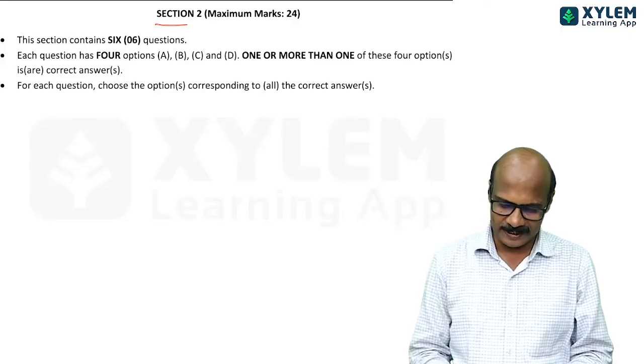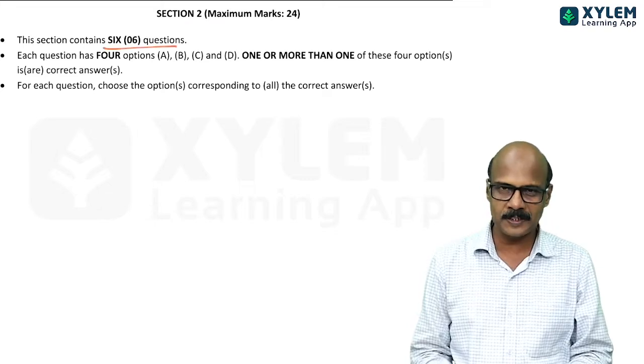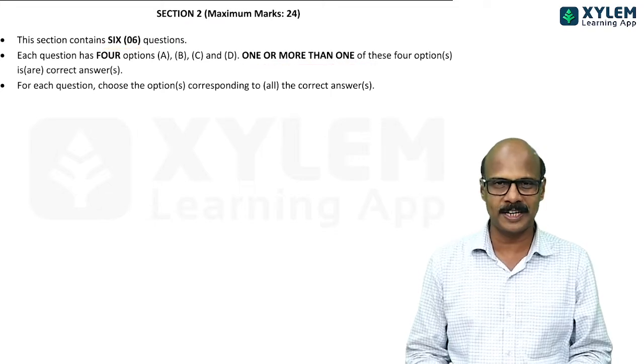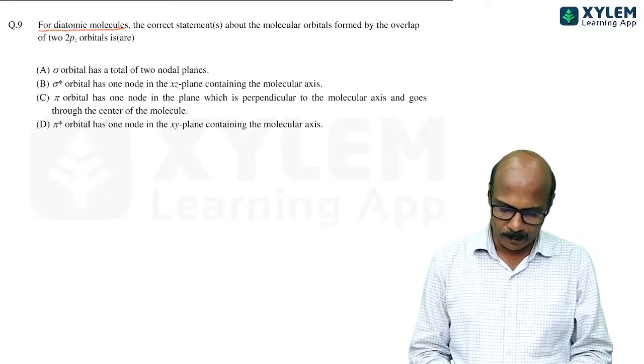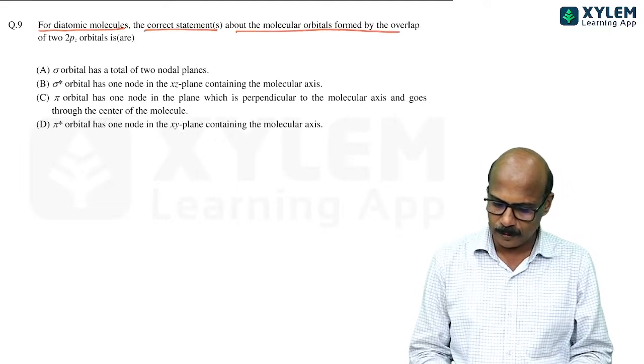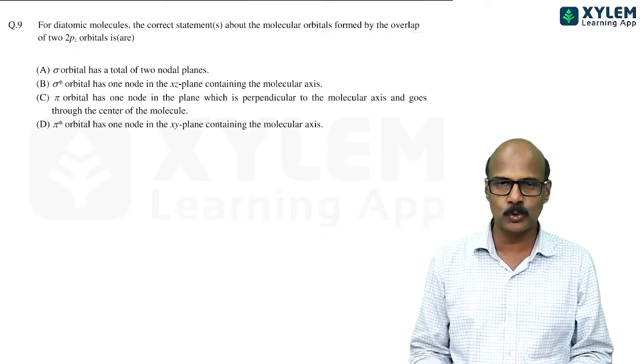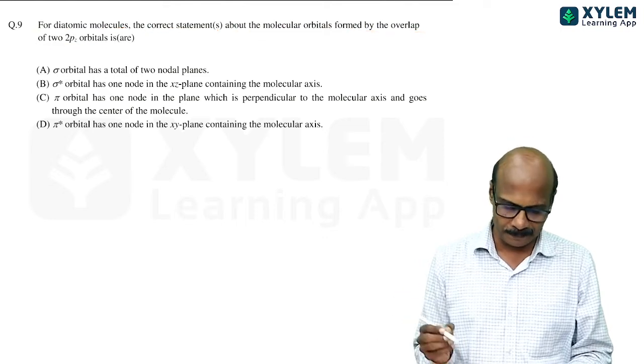Now let me introduce the second section. There are 6 questions in it. There may be more than one answer. What about the first one in this? For a diatomic molecule, the correct statement about the molecular orbital formed by the overlap of two 2p atomic orbitals.